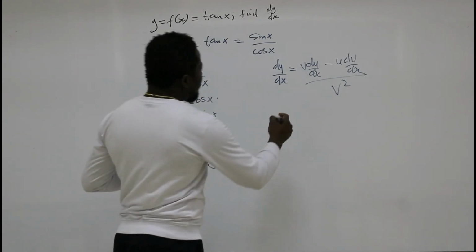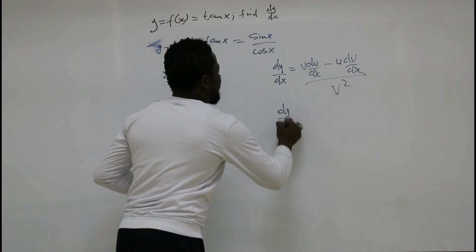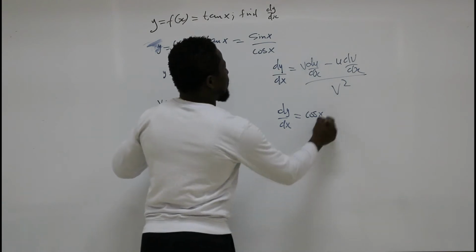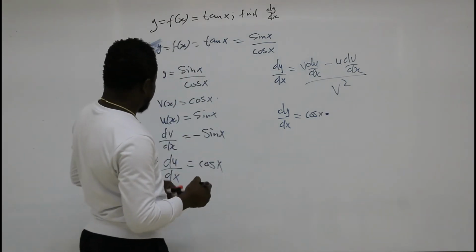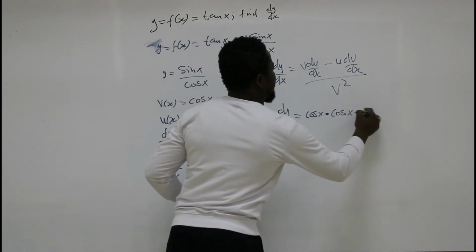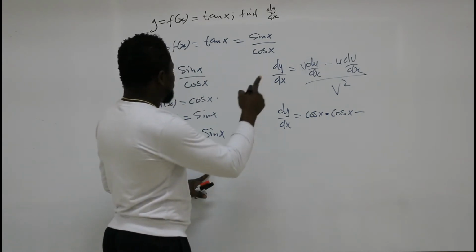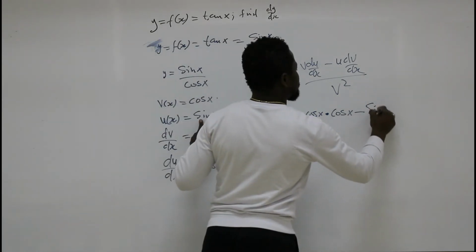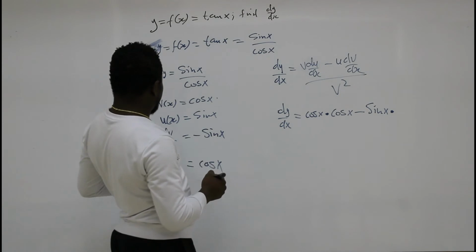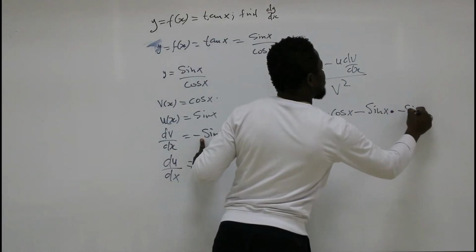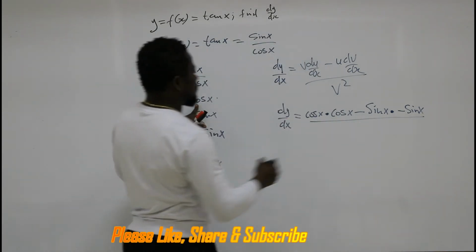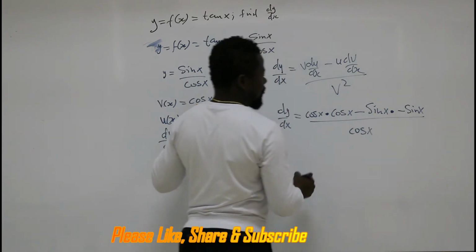Alright, so let's do the substitution here. dy/dx is now equal to v, which is cos x, multiplied by du/dx, which is cos x, minus u, which is sine x, multiplied by dv/dx, which is negative sine x, all divided by the v function, which is cos x, all squared.